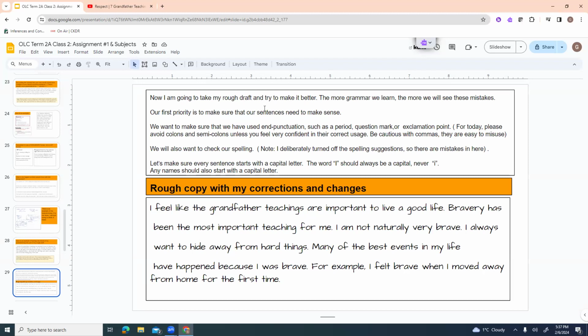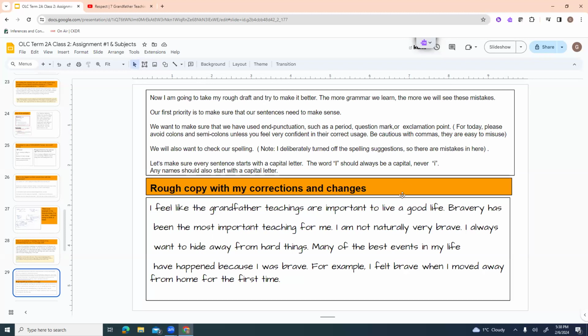So here I've made some corrections. I feel like the grandfather teachings are important to live a good life. Bravery has been the most important teaching for me. I am not naturally very brave. I always want to hide away from hard things. Many of the best events in my life have happened because I was brave. For example, I felt brave when I moved away from home for the first time.